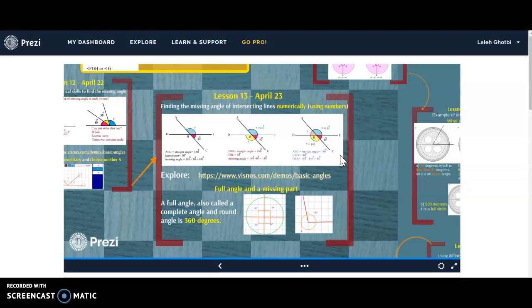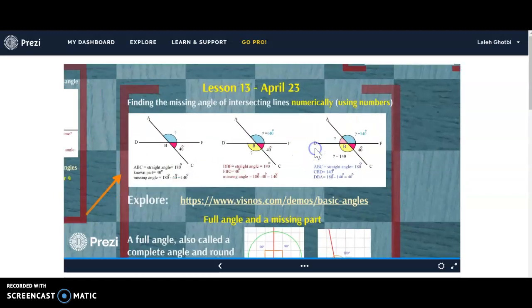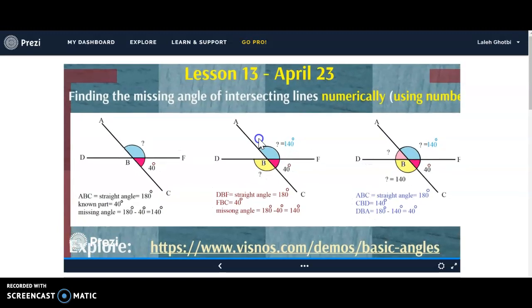This is going to be the last lesson of angles and the last slide of this Prezi. Starting next week, we're going to learn about triangles and you're going to have the link to the new Prezi. Let's go over the slide together.